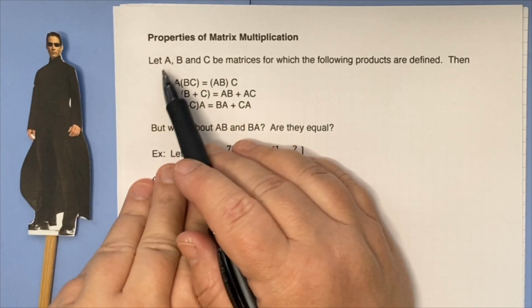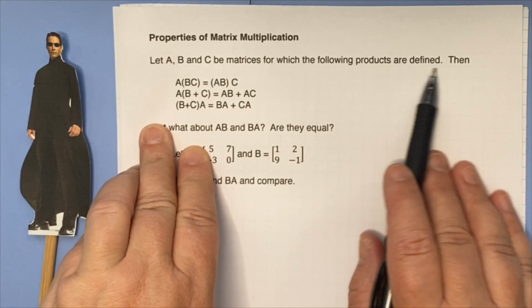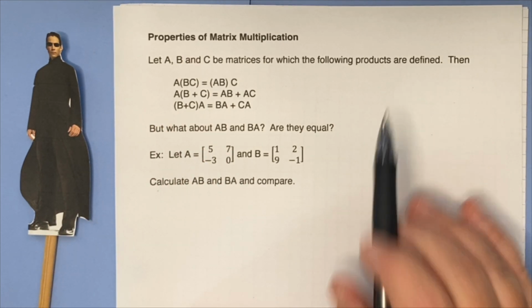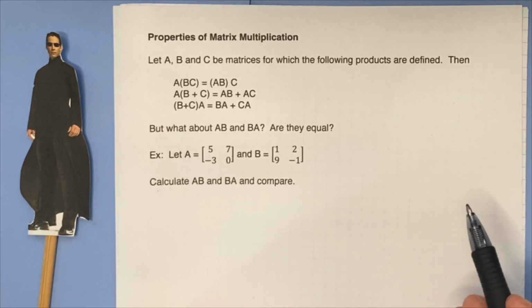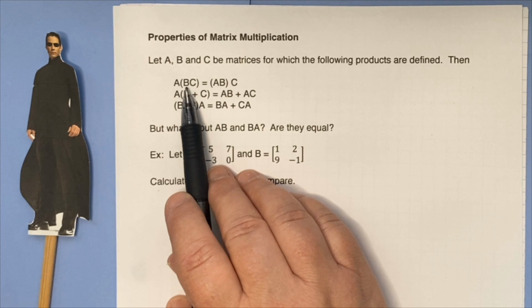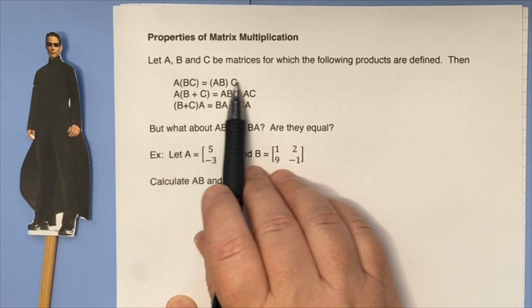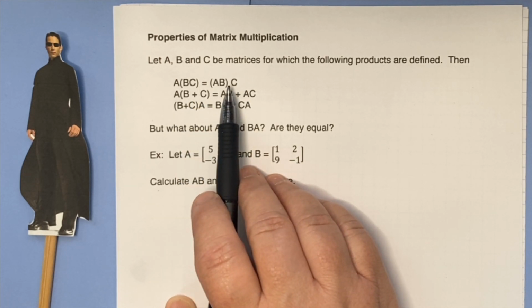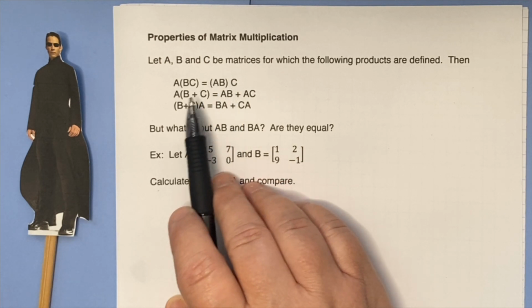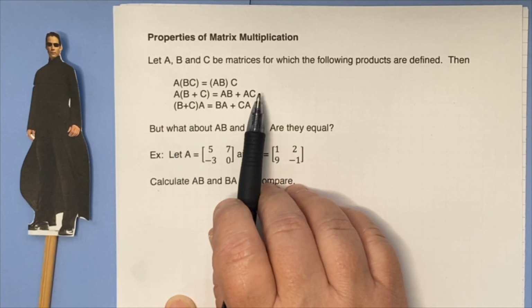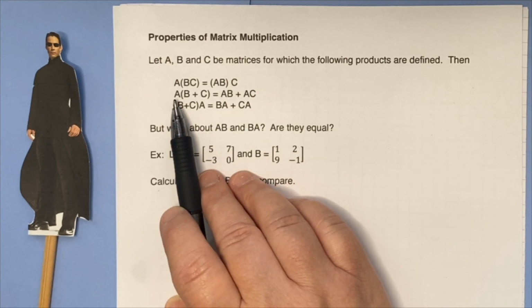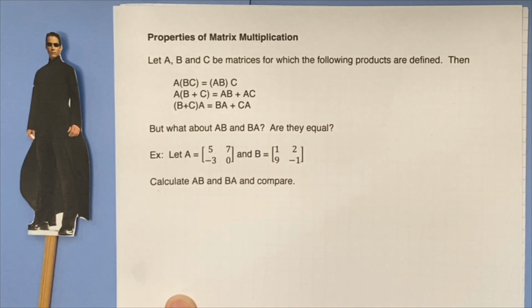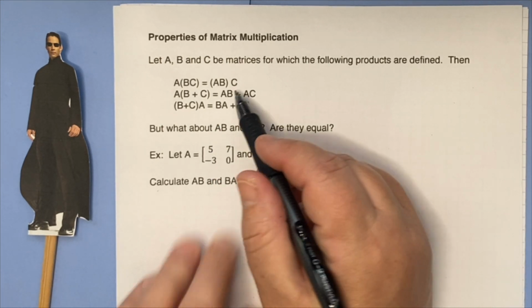So we're going to say, let A, B, and C be matrices for which the following products are defined. What does that mean? Their dimensions are the right size. So let's make sure that we can do the multiplication. Then, if that is true, then if you multiply three matrices together, it doesn't matter which one comes first. So we've got an associative property of multiplication. Really cool, we have a distributive property of multiplication. So if you have an A on the outside and a B plus C on the inside, you can multiply A times B and A times C and then add them. And that works on both sides.